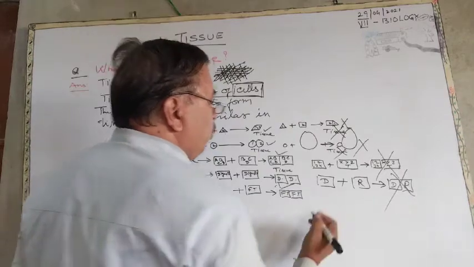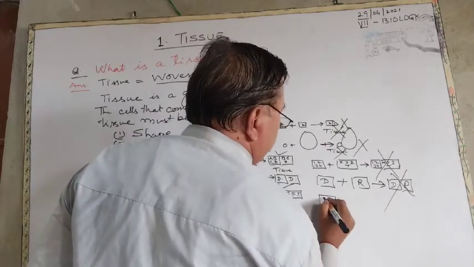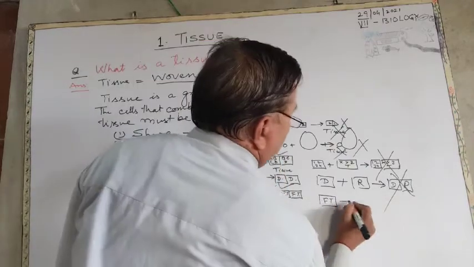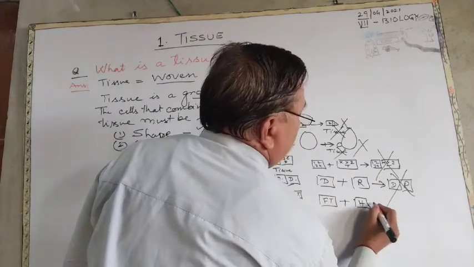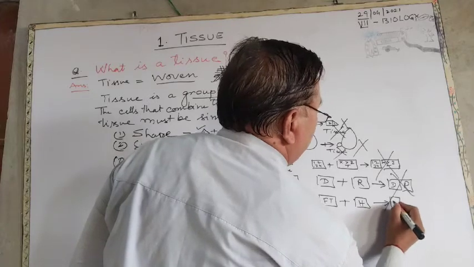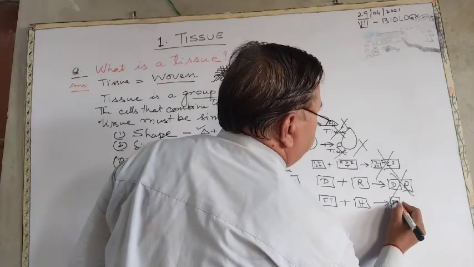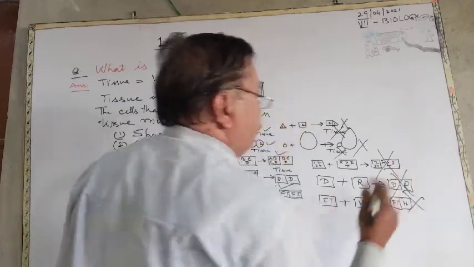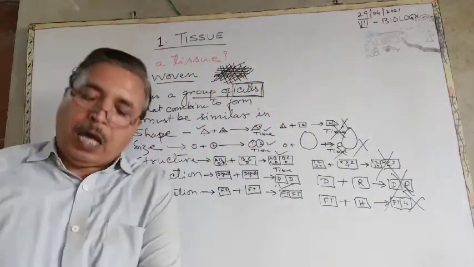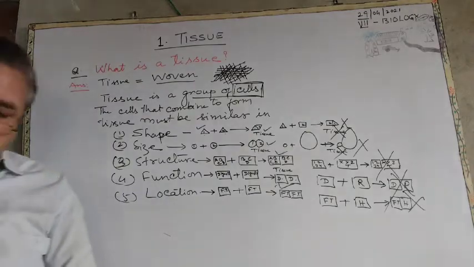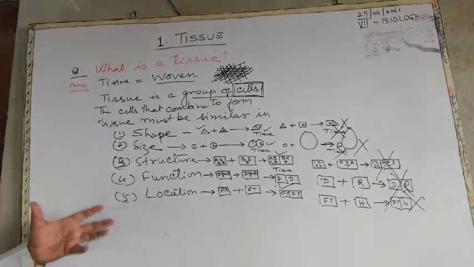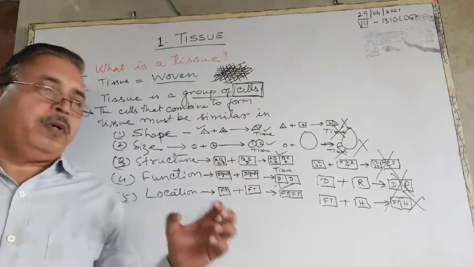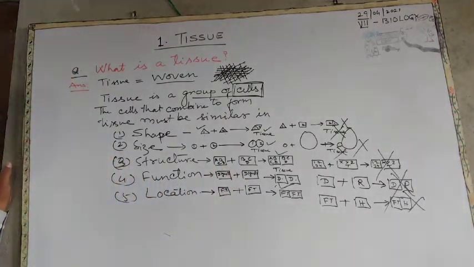right? It will not be that one cell is at the fingertip and the other cell is on the head, and they will make a tissue. This type of possibility is not there. I think by now it is clear to you what kind of cells should be in a group and can be called a tissue.